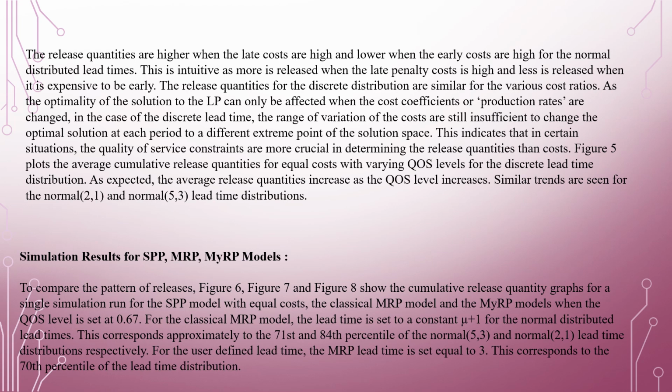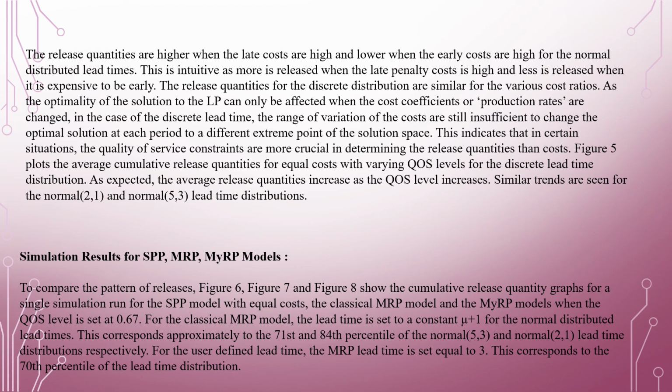The optimality of the solution to the LP can only be affected when the cost coefficients or production rates are changed. In the case of the discrete lead time, the range of variation of the costs is still insufficient to change the optimal solution at each period to a different extreme point of the solution space. This indicates that in certain situations, the quality of service constraints are more crucial in determining the release quantities than costs.